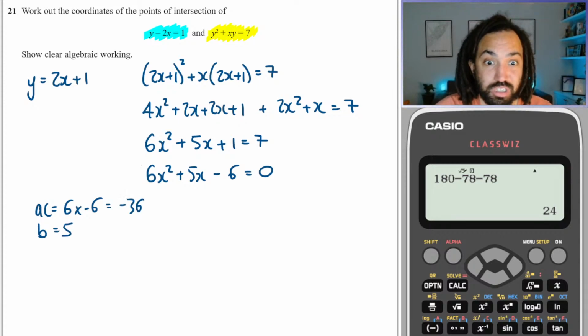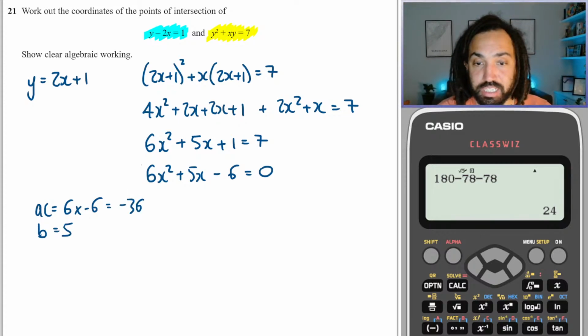Also, there's not a lot of time between the papers, is there? It's like literally 48 hours.